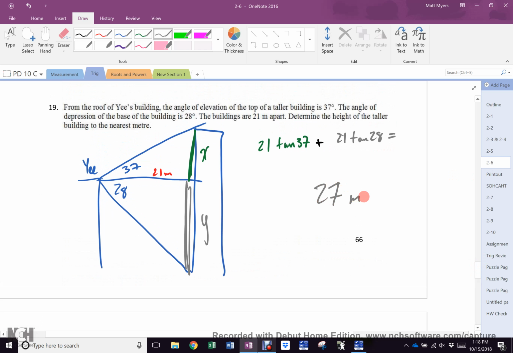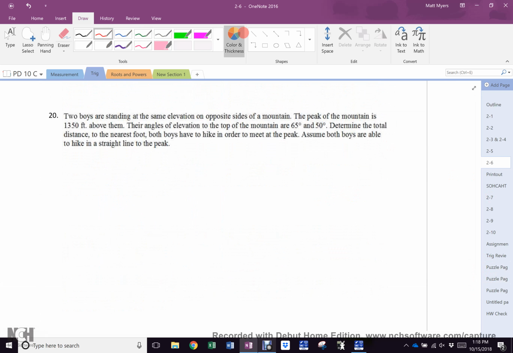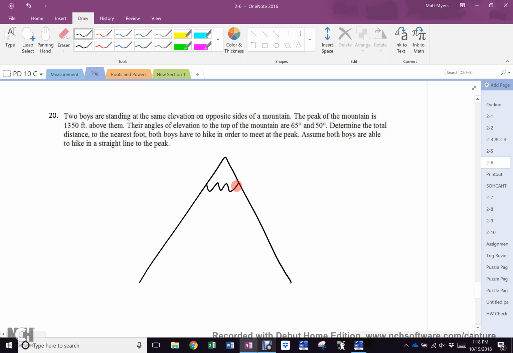And finally, the boys are on opposite sides of a mountain. Now, is this art class? No. Therefore, does your mountain need to look realistic? No. Mountain. The mountain has a height of 1,350 meters. How do we measure height? Right through the middle. 1350. Can I do trig yet? No, because I don't have any triangles. Do I now? What angle's that? 90. What angle's that? 90.